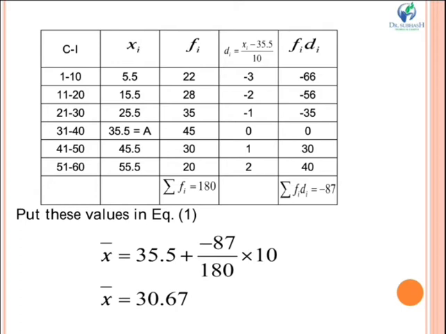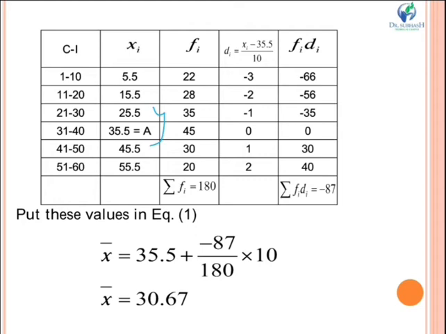So, for the assumed mean, we will take the middle value of xi. See here, in this case, there are 6 values. So, we get the middle values as 25.5 and 35.5. Both are the middle values, so you can choose either of them. Either you can take capital A as 25.5, or you can also take 35.5. Here I am considering my A as 35.5.